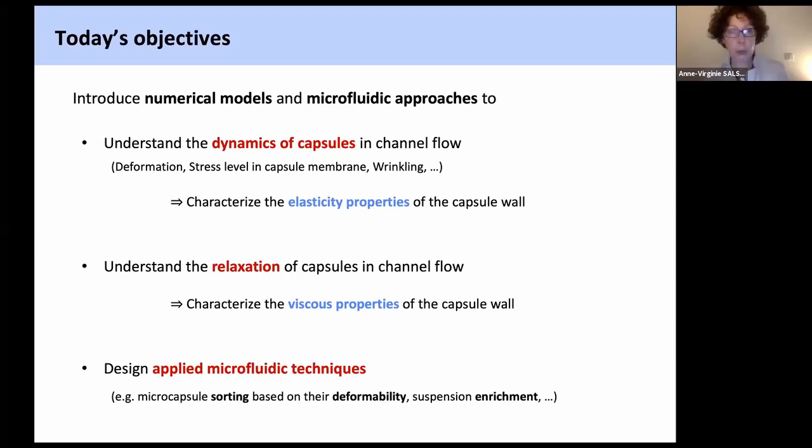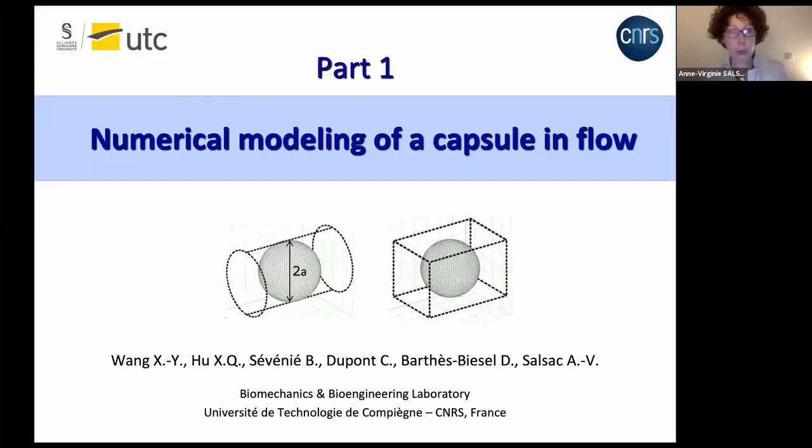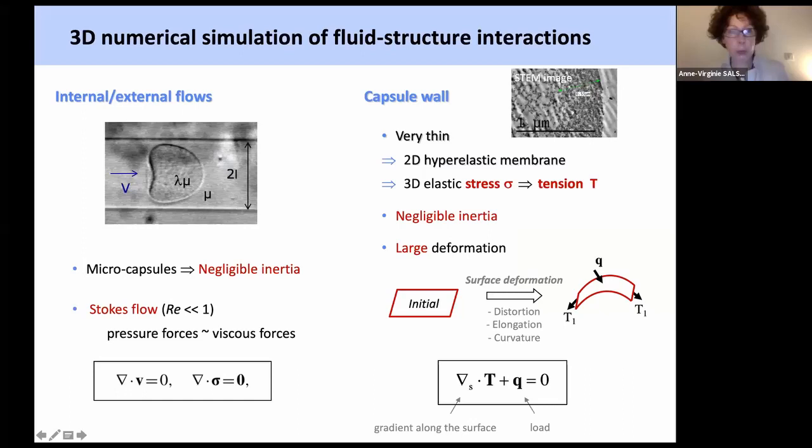Let's start with a numerical approach, and I'm going to tell you a little bit more about what is so nice about studying microcapsules in flow. Well, it's a special problem where we have two fluids, an inner fluid and an external fluid. Both of them have negligible inertia. So in the case where the Reynolds number is very small, we can assume that the equations to be solved are the Stokes flow equations. We'll have an equilibrium between pressure forces and viscous forces in this case. So the equations are in the box.